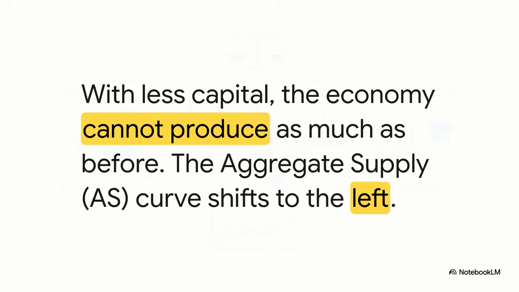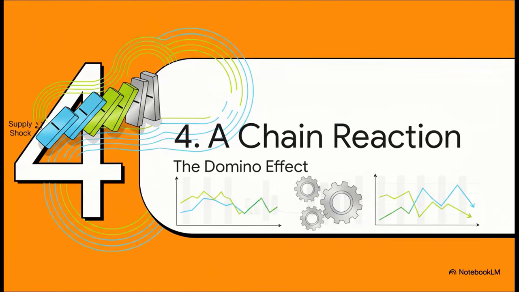It's a really clear visual sign that the economy's total potential output has just shrunk. Okay, and this is where things get really interesting. This is where the model just comes to life. That first hit to our ability to supply things, that's just the first domino to fall. It sets off this incredible chain reaction that's going to ripple through the whole economy. So let's watch it happen.